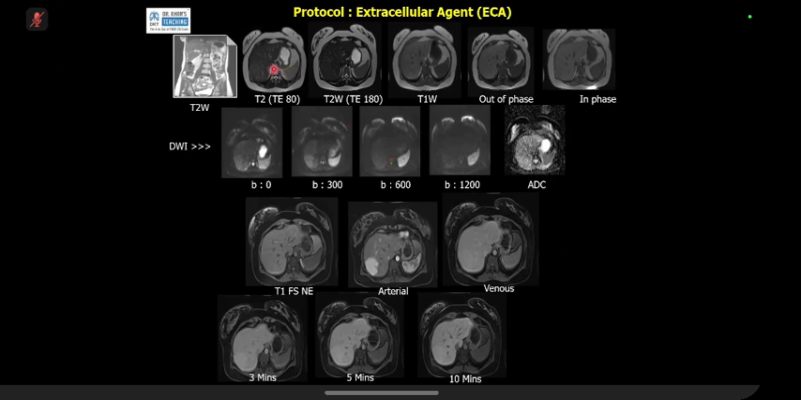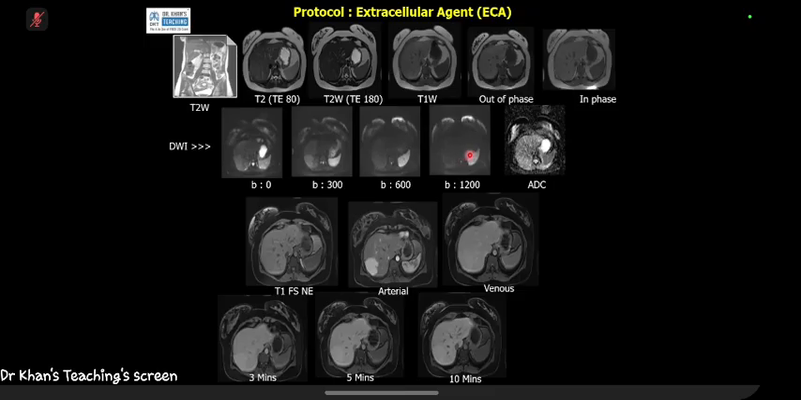So if you see, we do T2 weighted sequences. Now, the T1 weighted sequences, in phase and opposed phase, you must remember this concept. In phase and opposed phase are T1 weighted sequences. I'll show you the bigger versions, but these are done for fatty infiltration. These are very sensitive to pick up fat inside. I'll show you a scan.